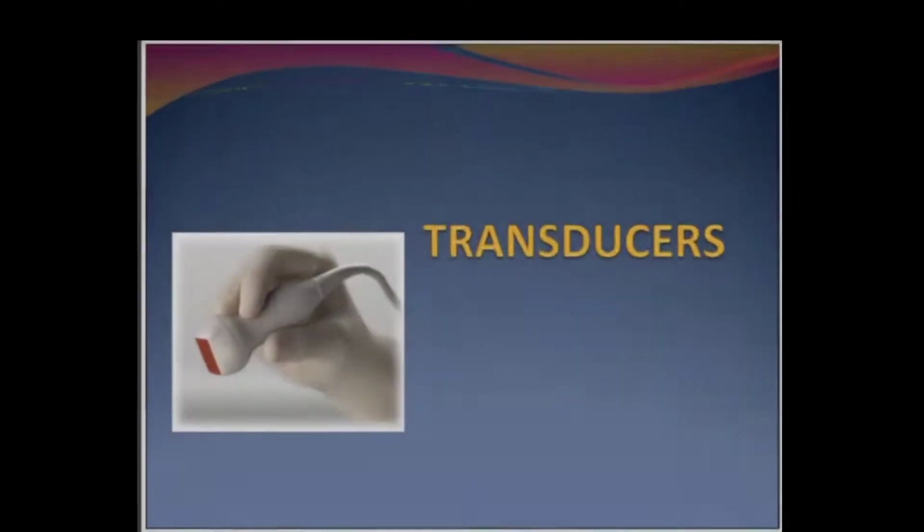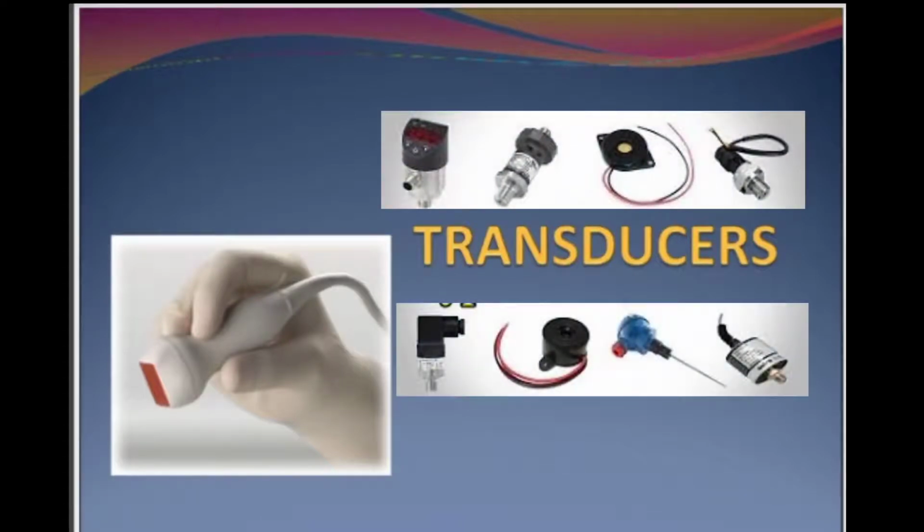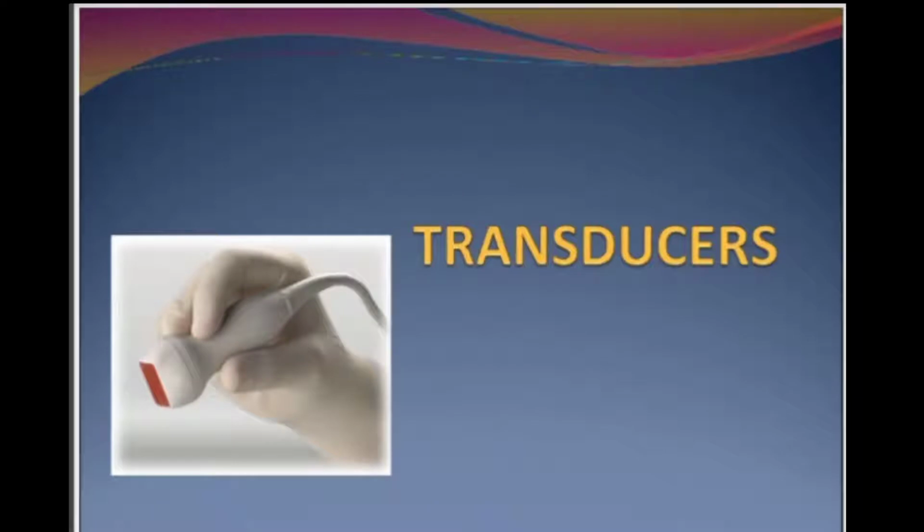Hello everyone. Today we are going to discuss transducers. A transducer is an instrument that is used to convert one form of energy into another form. That is, electrical signal into mechanical signal, or mechanical signal into electrical signal, or any motion signal will be converted to electrical signal. One form of energy will be converted to another form. That is a transducer. Let us go for the definition.